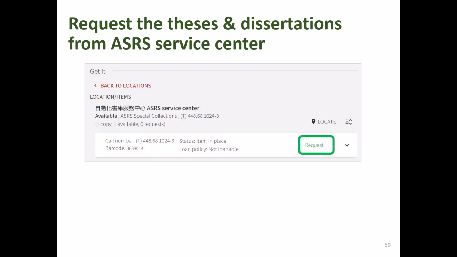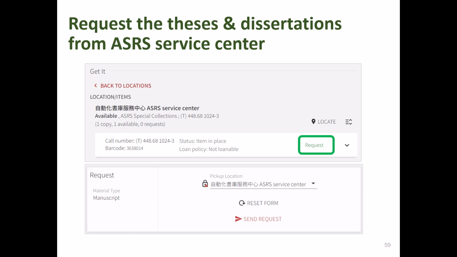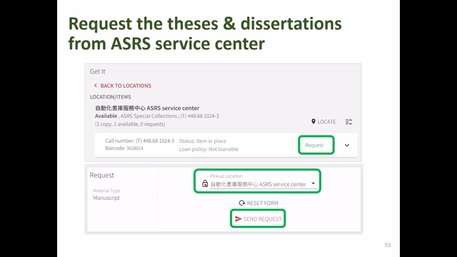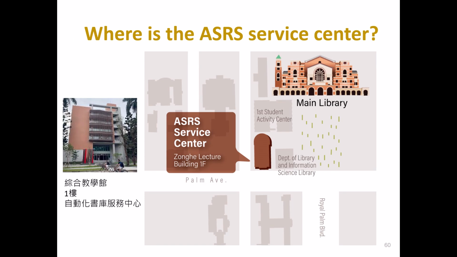Next, click on the Request button, and the pickup location is limited and set as default to the ASRS Service Center. And then click on Send Request. Please pick up your requested book after we send an email notification to you. Pay attention: the ASRS Service Center is not in the main library. It is located on the first floor of Zhonghe Lecture Building.